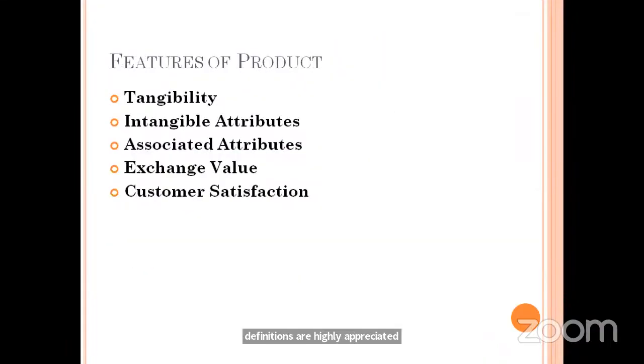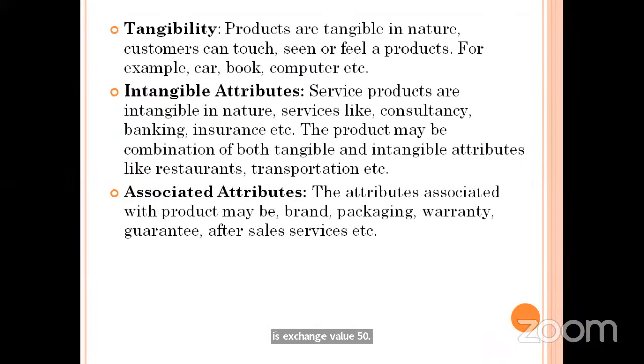Now coming to what are the different features we have in a product. First feature, the tangibility. Second one is intangible attributes. Third one is associated attributes. Fourth one is exchange value. Fifth one is customer satisfaction. So I guess you all know what is tangibility.